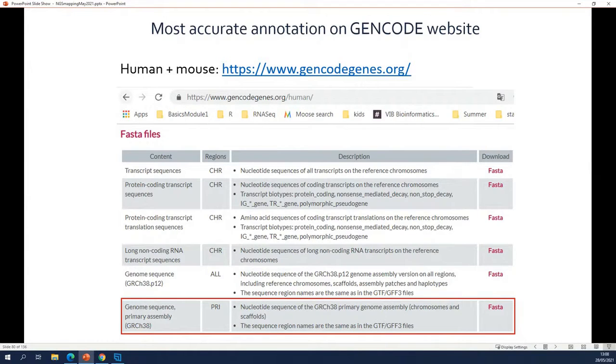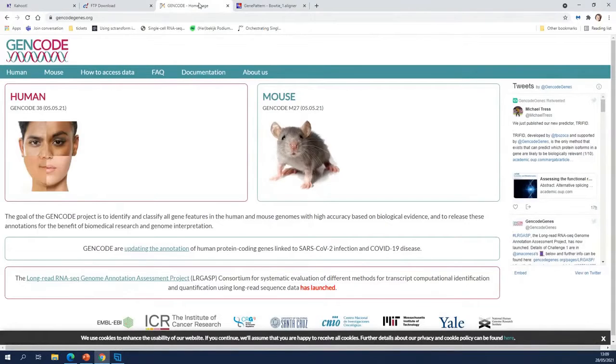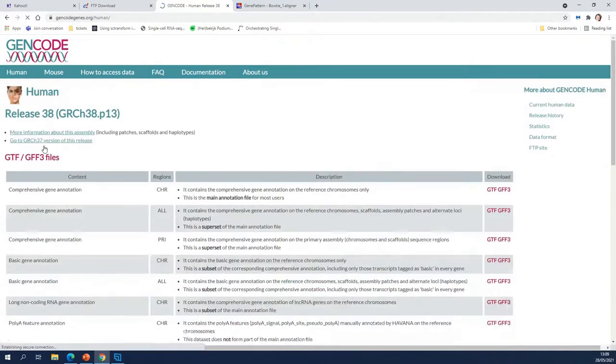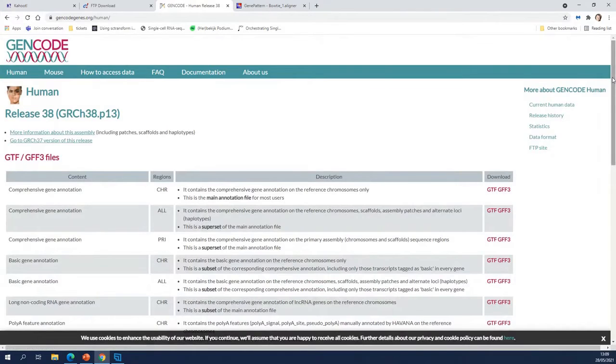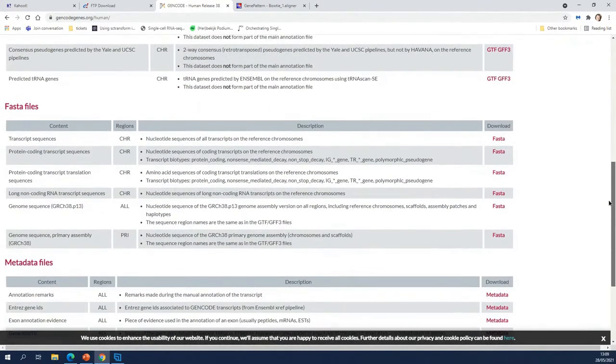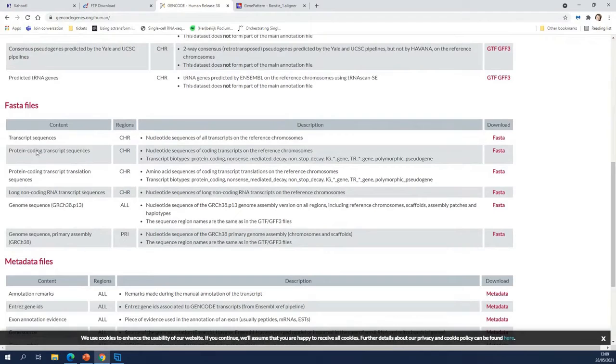Another possibility for human and mouse is the GENCODE website. When you follow the link, you end up on this website, and here you can choose between human and mouse, as you can see. So let's go for human. When you scroll down, you get the FASTA files. So you have many FASTA files. What you need is this one, the primary assembly.